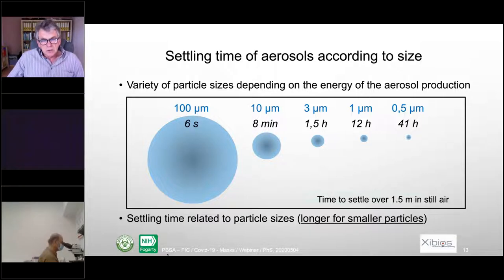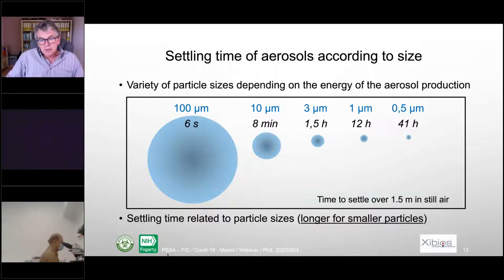On this slide, you see the relationship between the size of the aerosol particles and the time taken for the aerosol to settle. You see that very big particles will drop very easily and settle very quickly in a few seconds. At the other end, very small aerosol particles will stay in the air for quite a long time, more than 40 hours in this case. That experiment was done in still air, but if there is some wind or air flows, those aerosol particles will move together with the air and might travel some distance.